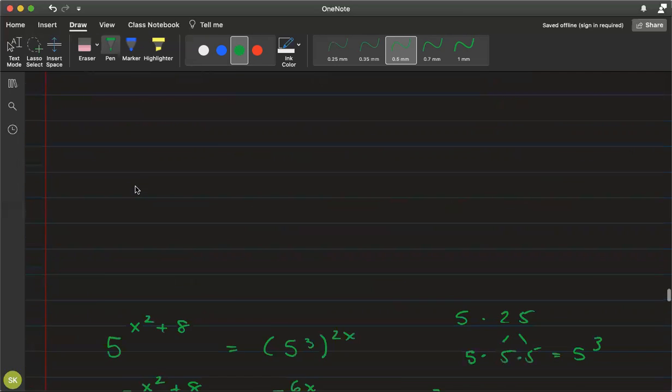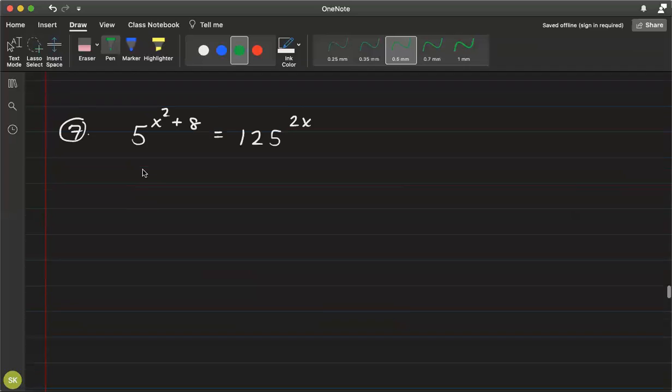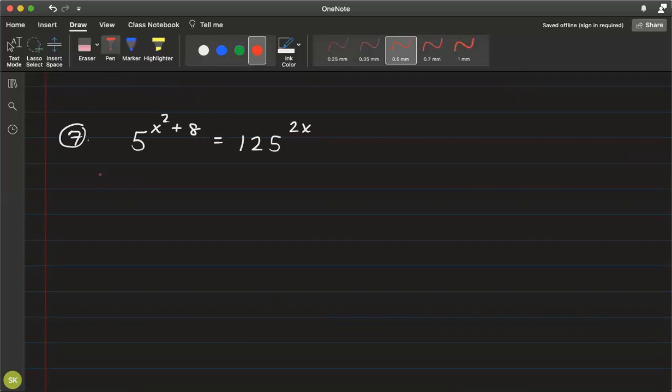Okay, so my two answers were 4 and 2. So let's plug in 4. You plug in 4, you get 5 to the 16 plus 8. That's the left-hand side. Let's simplify that. That's 5 to the 24. Is that equal to 125 to the 8th? Because 4 times 2 is 8.